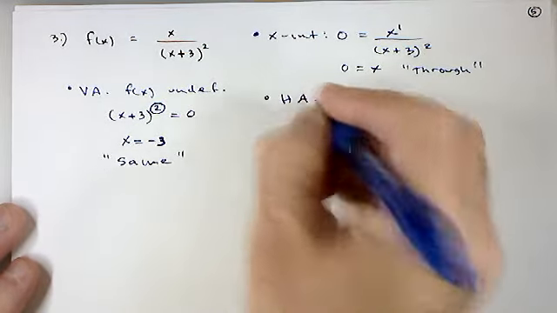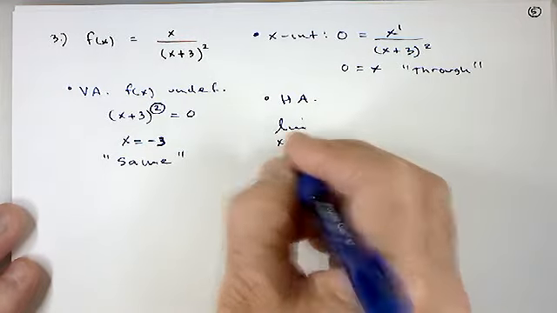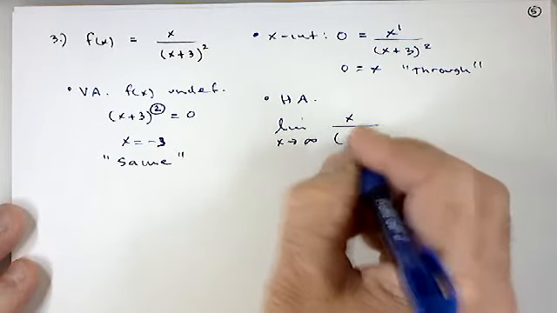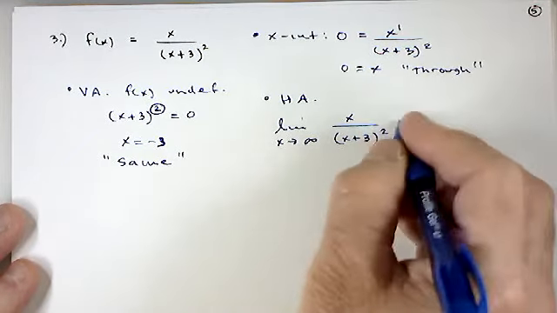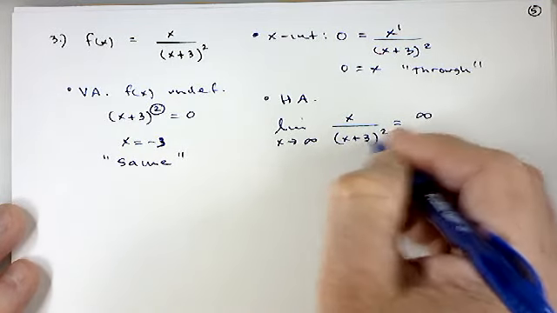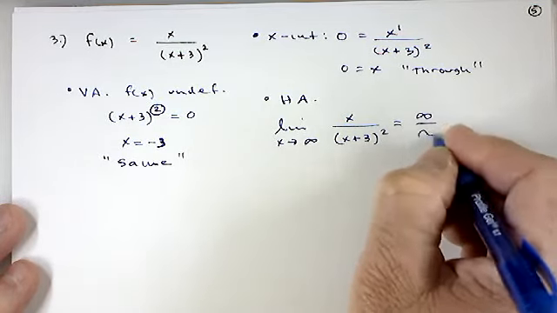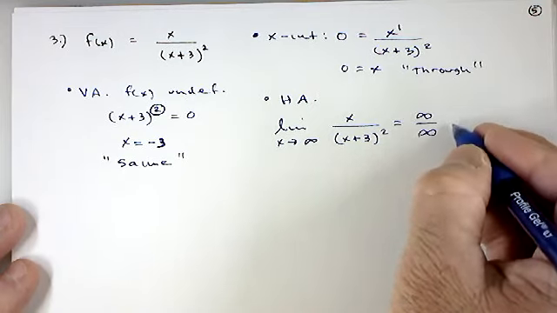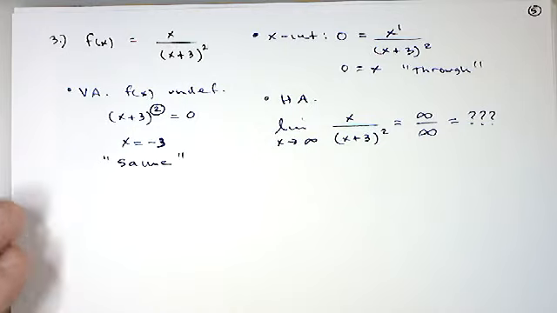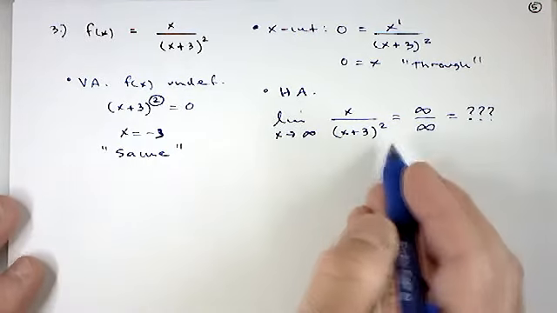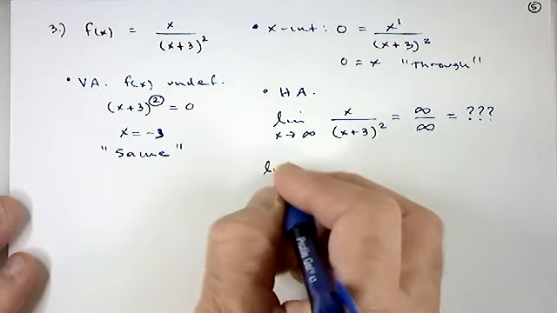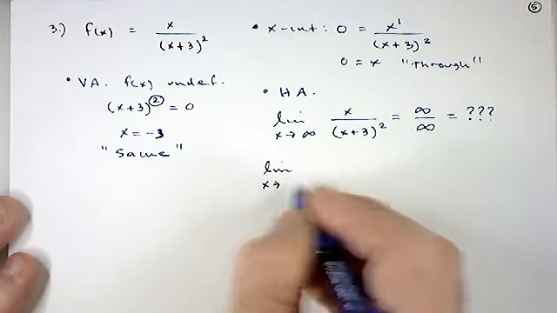And then for our horizontal asymptote, well, if I imagine x getting really big, that's infinity. Infinity plus 3, if I square that, that's also infinity. But what hopefully you learned from the last problem is when you get infinity over infinity, it's anybody's guess, right? We don't know what's going to happen unless we do some work on this and investigate it a little bit more.